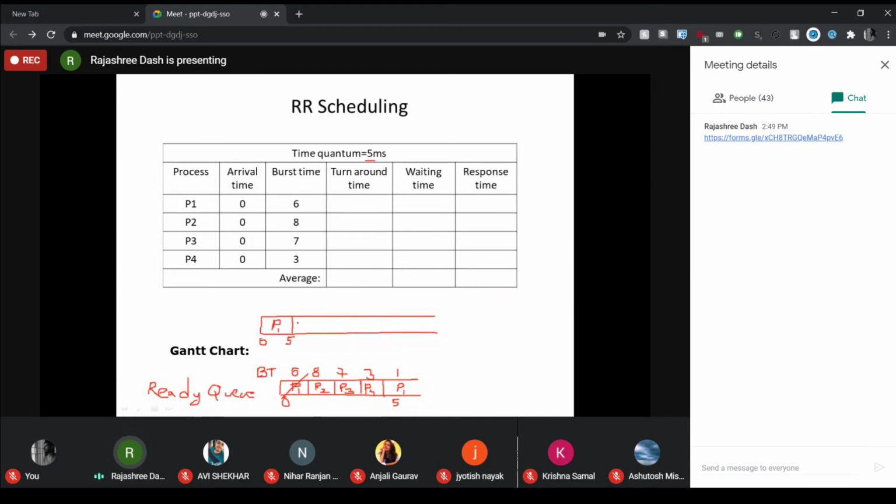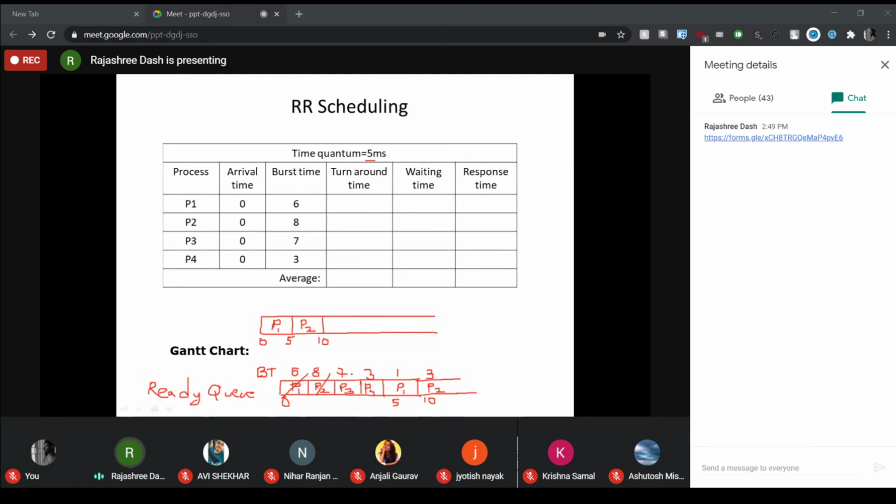After P1, the next process to be allocated to the CPU is P2. So P2 will also be executed for one time quantum, that means from 5 to 10. P2 is also not able to complete its execution within one time quantum. So what will happen to P2 now? P2 is again preempted and stored back in the ready queue at time 10 with the remaining burst time, that is 8 minus 5, 3.